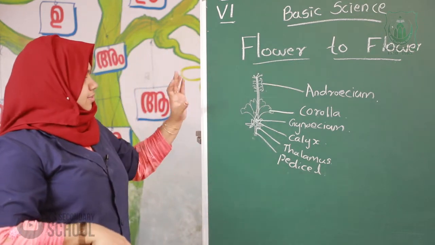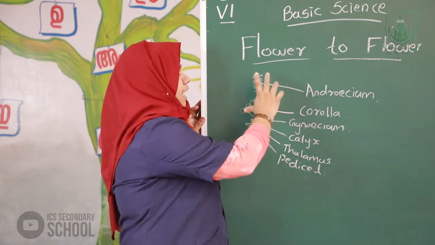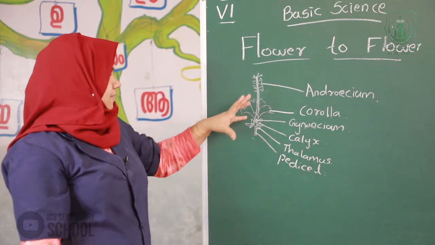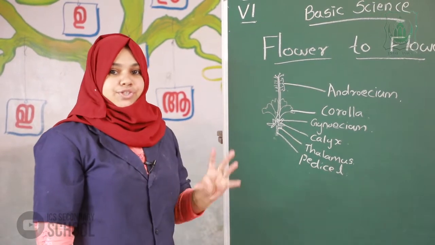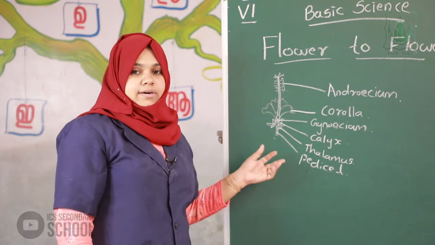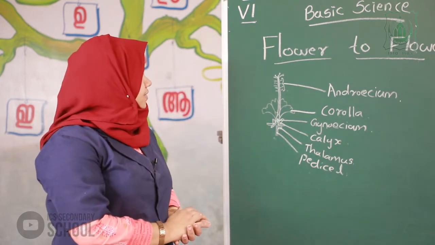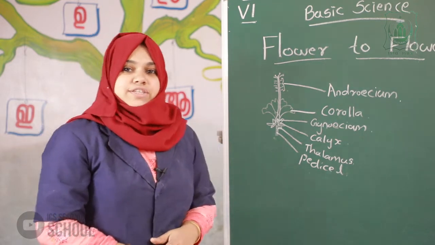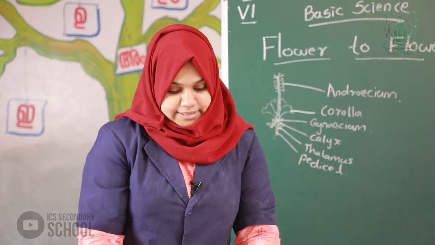Next we are going to study the functions of these parts. All of you try to draw the structure of the flower and label the parts in your science diary. Are you ready? Just draw a flower and label the parts. What are the functions of these parts?